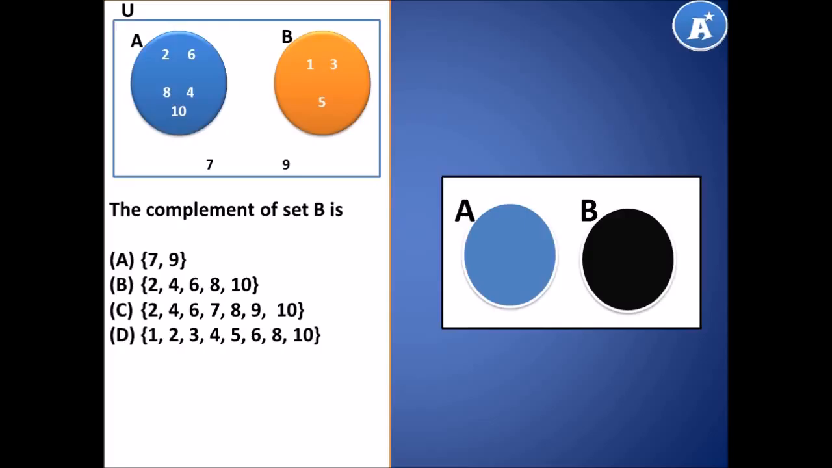Taking this back to our question, we can see that the complement of set B is therefore 2, 4, 6, 7, 8, 9 and 10. Our answer is therefore C.